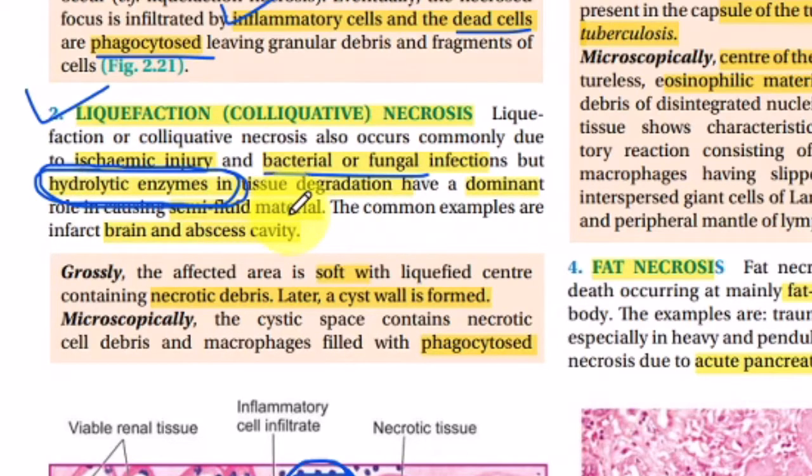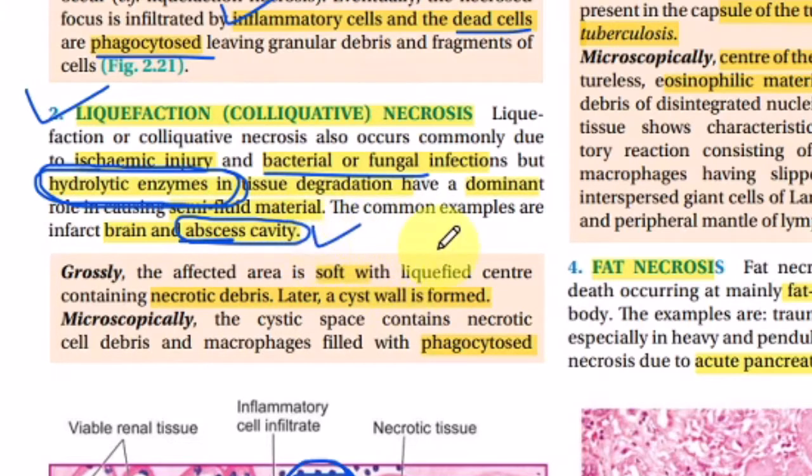When the battle is going on at our border areas, our soldiers as well as the opposite soldiers both die and accumulate, and their dead bodies are liquefied, just like that. So the battle area here is bacteria and fungus, they die and our tissues also die. That will produce an abscess. So whenever you see any abscess, it is a collection of pus surrounded by epithelium.